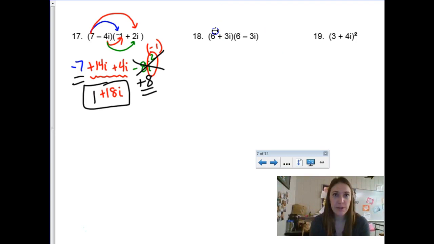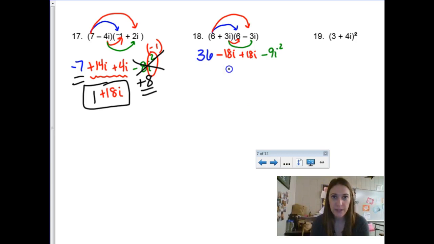Alright, same idea here. We're going to be multiplying these together. 6 times 6 is 36. 6 times negative 3i is negative 18i. And then this is kind of interesting. We end up with a positive 18i. We'll talk about what this means in a minute. And then 3i times negative 3i is negative 9i squared.